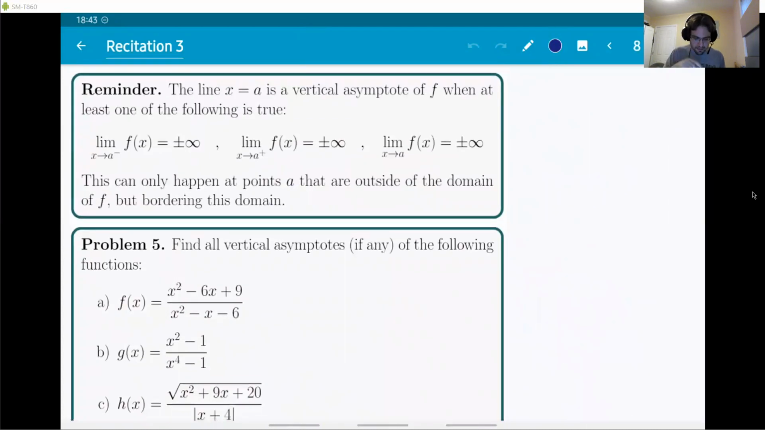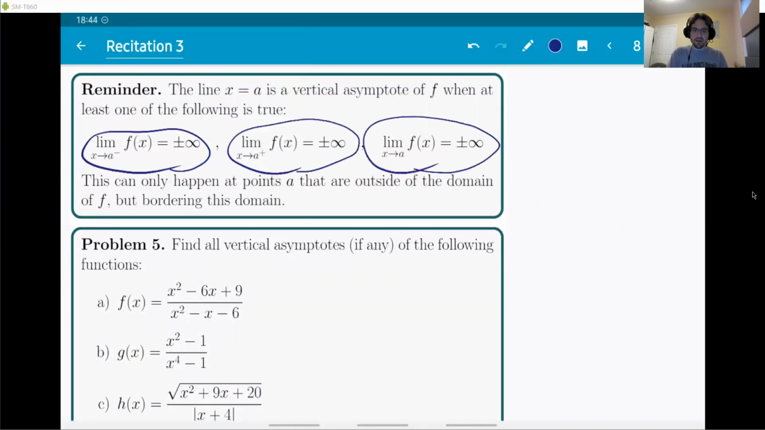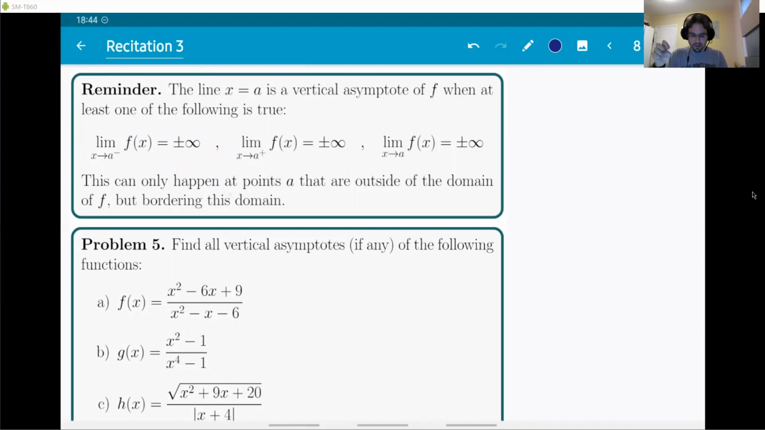All right, now here is just a quick reminder. Let's now start talking about vertical asymptotes, which, as I told you, is secretly the same topic. But now the questions will mention vertical asymptotes. So one of the things that we learned is that a line x equals a is a vertical asymptote if and only if at least one of the following limits is true. Either the left limit or the right limit or both at that number a should be plus or minus infinity. And this can only happen at points where the function is not defined, so outside of the domain, but bordering the domain at least, so that you can actually approach the number.